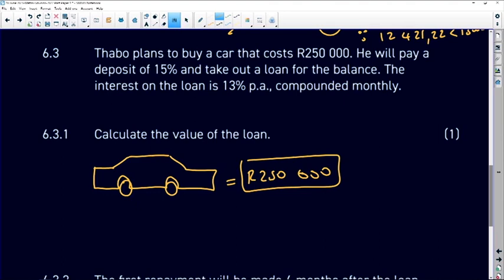So we are asked to work out how much he's actually going to borrow. Now, if he has 15% for the deposit, it means out of this 100% of the amount that it costs to buy the car, if you take away 15%, you are left with what? You are left with 85%. Which means this price you're looking at here is made up of 15% deposit plus 85% of the loan, so that it makes 100%.